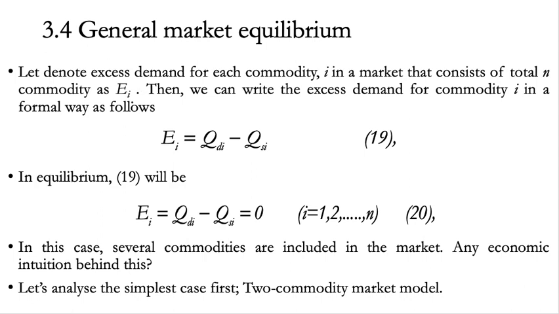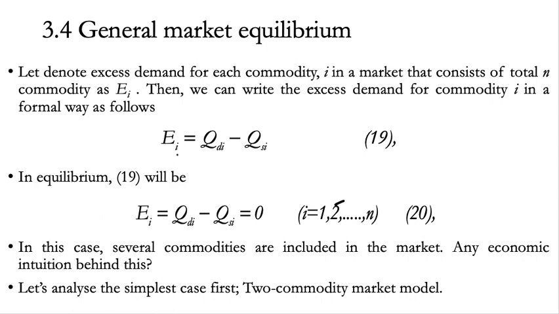Okay, E_i refers to the excess demand for commodity i. Now i can be commodity number 1, commodity number 2, commodity number 3, until commodity number N. The formal way of writing the expression of excess demand for commodity i, let's say i refers to apple, or i refers to commodity number 1, is written as expression 19.